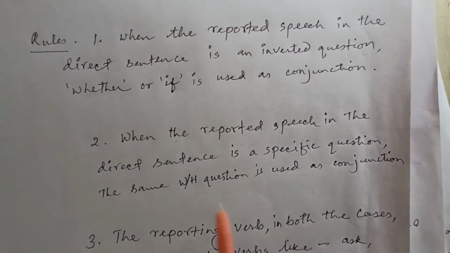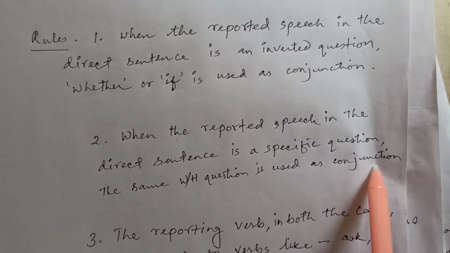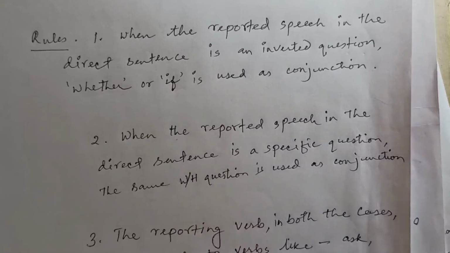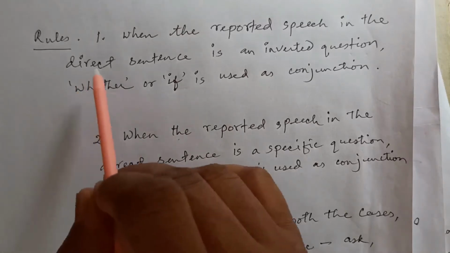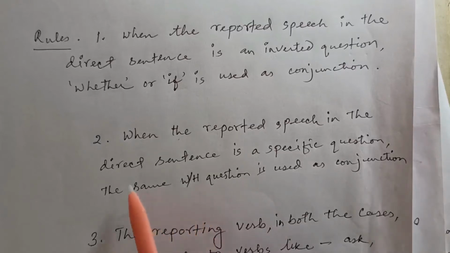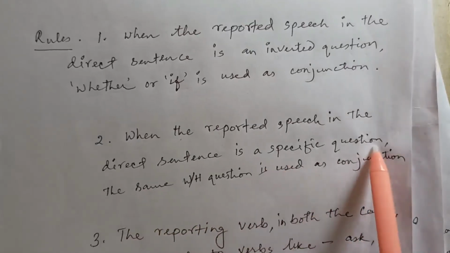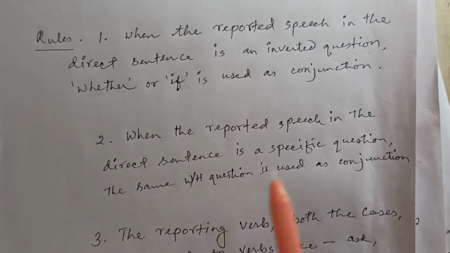Then rule number 2: when the reported speech in the direct sentence is a specific question, the same WH word is used as the conjunction. Similar case, the only thing is, in the case of an inverted question we use whether or if as the conjunction, but in the case of a specific question, we will be using the same WH word that is used while asking the question.